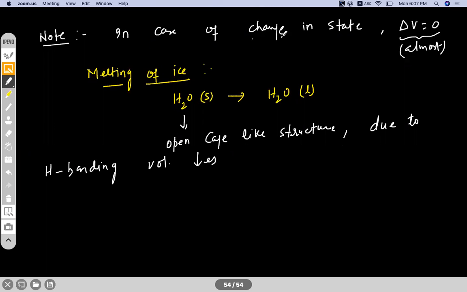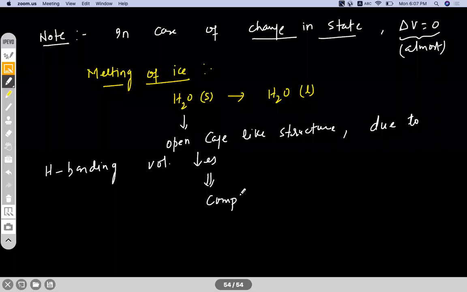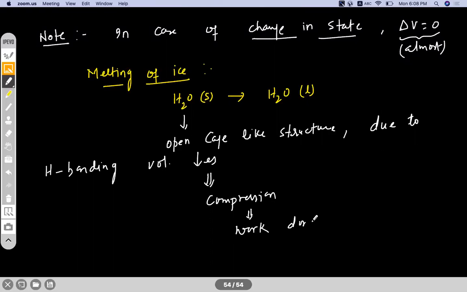Usually when there is a change in state, we don't observe much change in volume. Delta V is zero almost, right? But in case of ice and liquid, we have open cage structure, and due to hydrogen bonding in water, volume decreases, and it is a case of compression. Compression means work done on the system, hence it is positive. Okay, this one information you must remember.